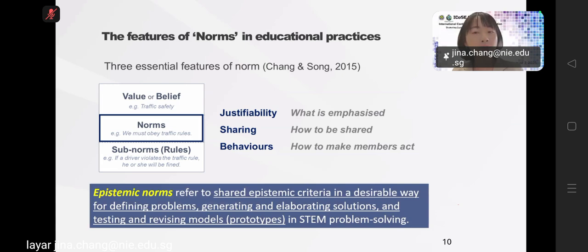So, epistemic norms in this study refers to shared epistemic criteria as a desirable and good way for defining a problem, generating and elaborating solutions, and testing and revising prototypes in STEM problem solving.